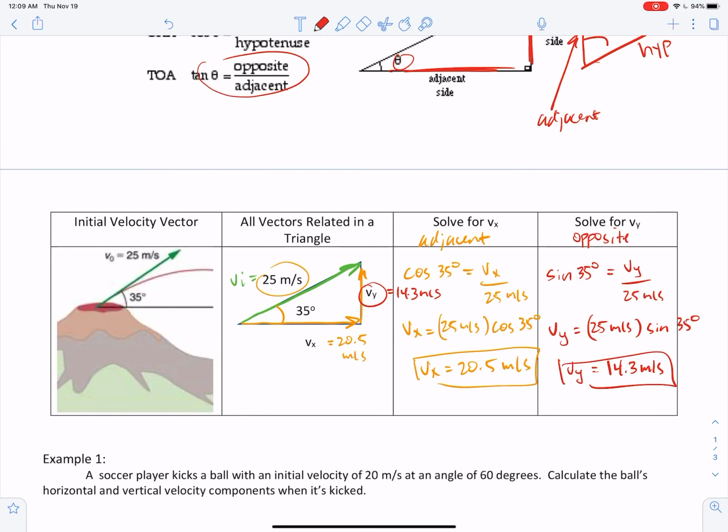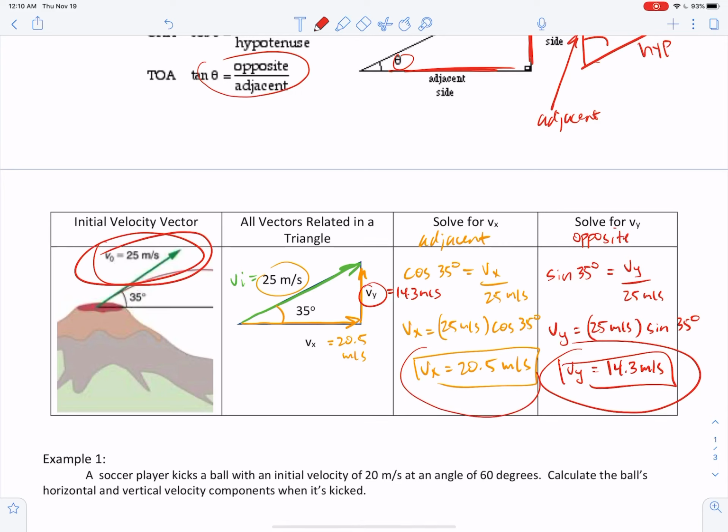Okay, so now I have successfully broken up this initial velocity into its vertical and its horizontal components, where the vertical component is 14.3 meters per second, and the horizontal component is 20.5 meters per second. Once I have those components, I can use them in the big three kinematic equations to solve all sorts of other stuff. For example, I would use this vertical component to figure out how high the projectile goes, and I could use the horizontal component to figure out how far it goes, what the range of that trajectory is.